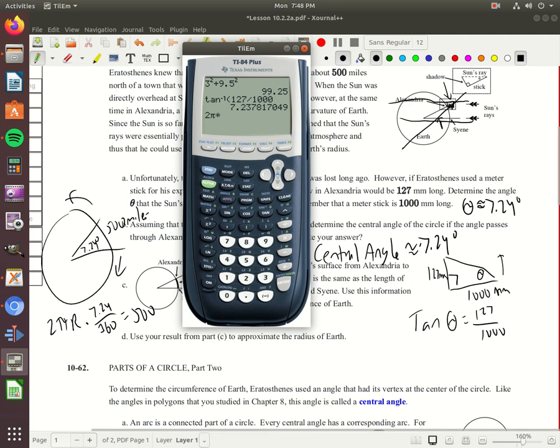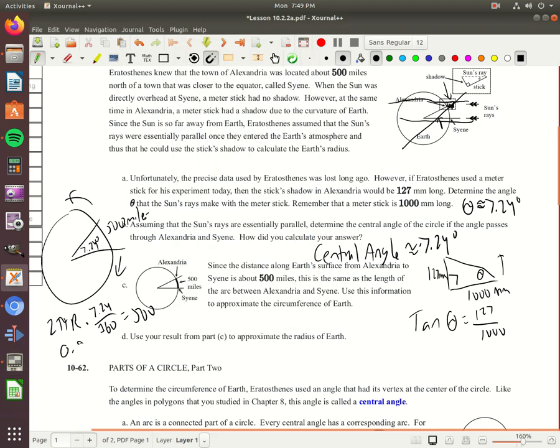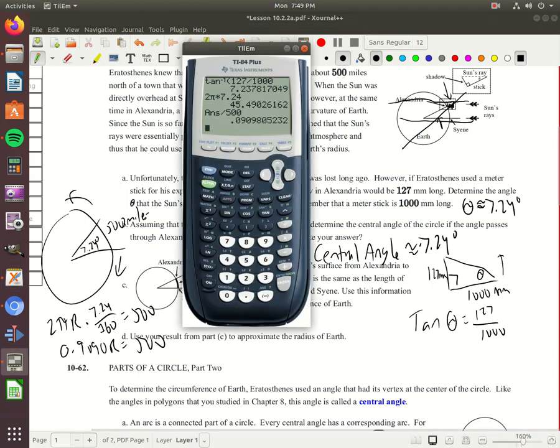Times 7.24 divided by 500. That's going to equal 0.9090. Radius equals 500, so I'll divide 500 by that 0.9090 thing, by the answer. And I'm going to get the wrong answer.